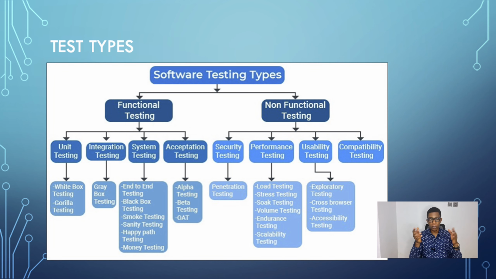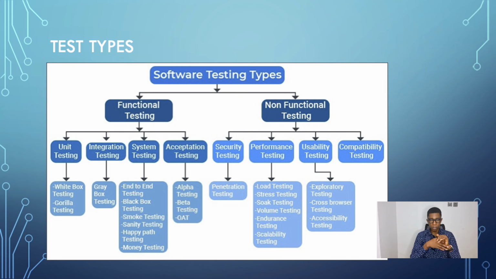Under functional testing, of course, we have unit testing, which we spoke about in the last video, integration testing, system testing, and acceptance testing. Under unit testing, we have white box testing, gorilla testing. Under integration testing, we have gray box testing. Under gray box testing, you have partial information about the system, so you're just working with the information you have and working out your tests from there.